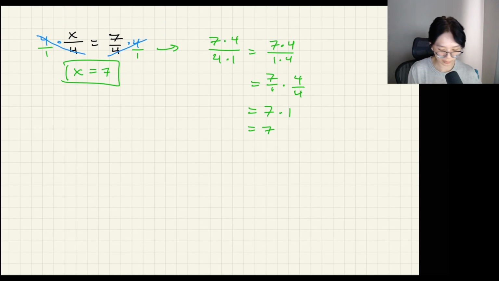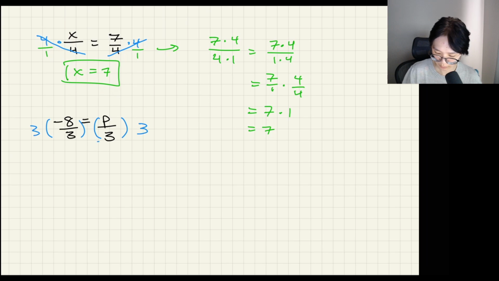Same exact thing as if you had even negatives. Like -8 over 3 is equal to, I don't know, p over 3. You multiply both sides by 3. Cancel out because 1 on top, 1 on the bottom. P equals -8.